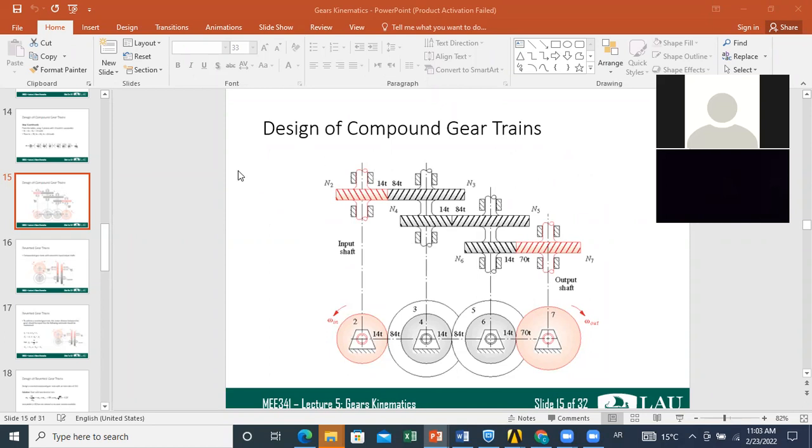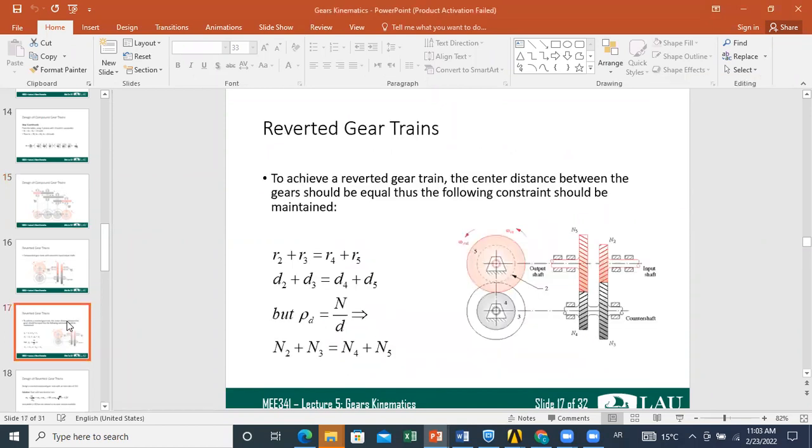So we'll continue with the design of compound gear trains. We introduced last time how we design compound gear trains. Now we'll see a new option of gear trains, which is reverted gear trains.